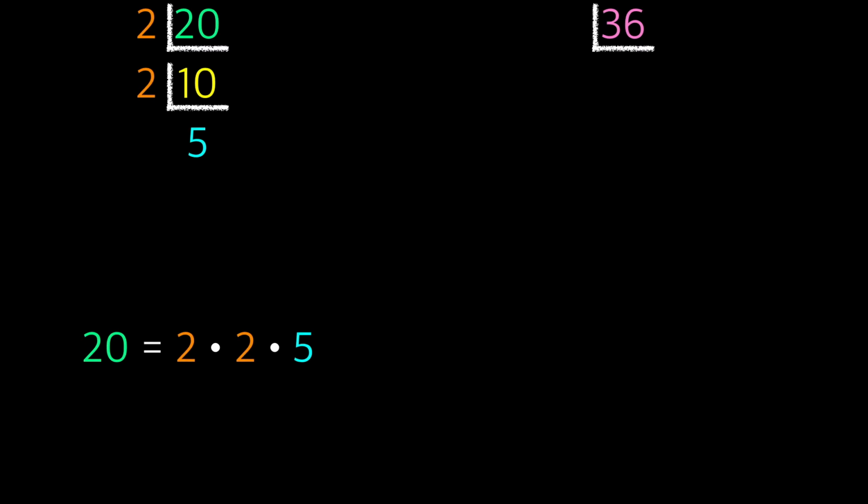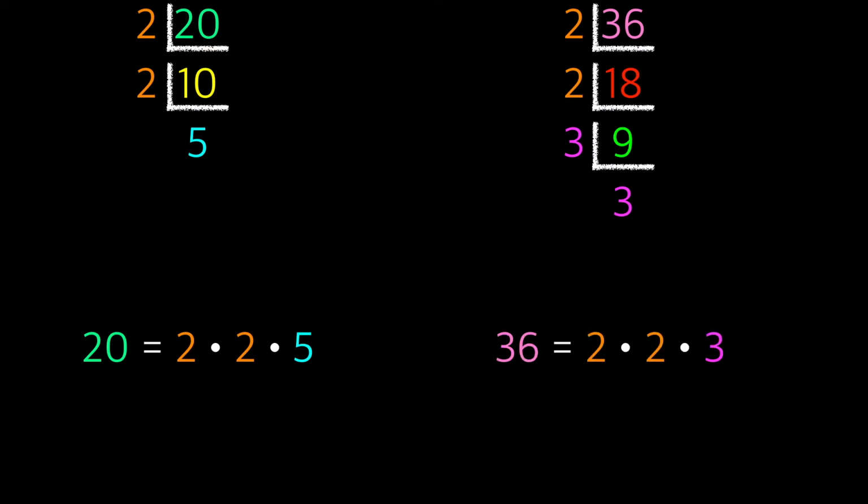Now it's 36. 36 divided by 2 is 18. 18 divided by 2 is 9. 9 divided by 3 is 3. So basically 36 is made out of 2 times 2 times 3 times 3. Now we finished with prime factorization.